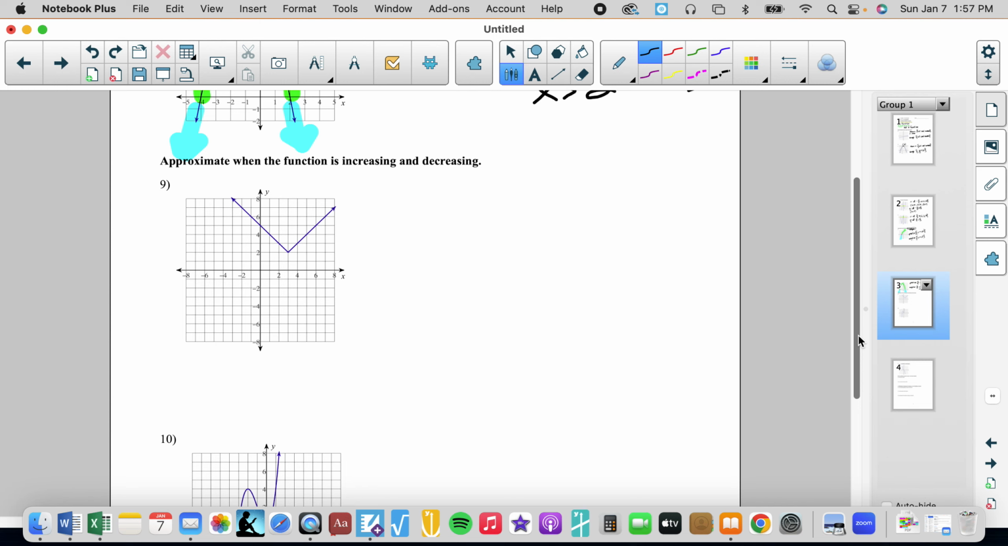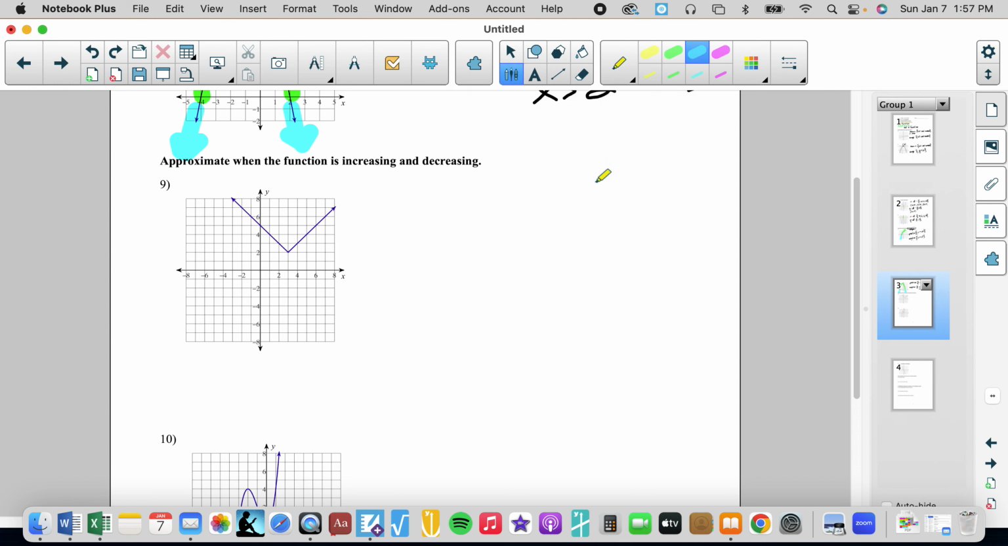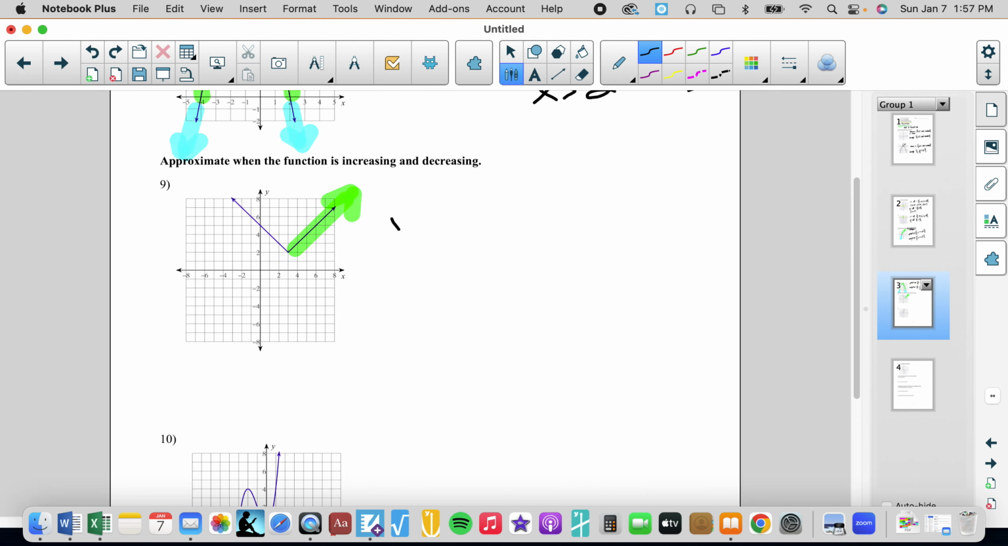Approximate when the function is increasing and decreasing. So when we pick a point going left to right, when are my y values, my outputs, increasing? So it is increasing in there. So when does it start increasing? I'm going to label what my answer is. So I'm going to write the word increasing. I'm not just going to put anything. I'm not going to just leave it blank.